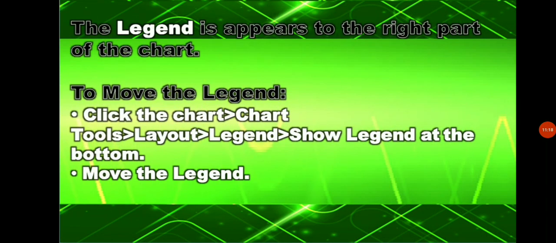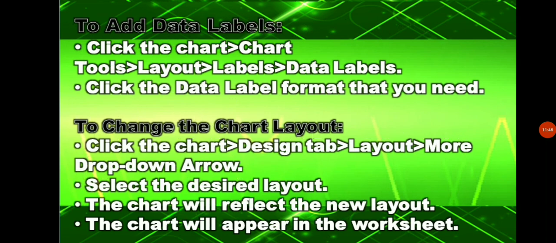Next, what is the legend? The legend appears on the right part of the chart. To move the legend to the bottom of the chart, we have to follow these steps. Click the chart, Chart Tools, Layout, Legend, Show Legend at Bottom. To add the data labels, click the chart, Chart Tools, Layout, Labels, Data Labels, and click the data label format that you need.